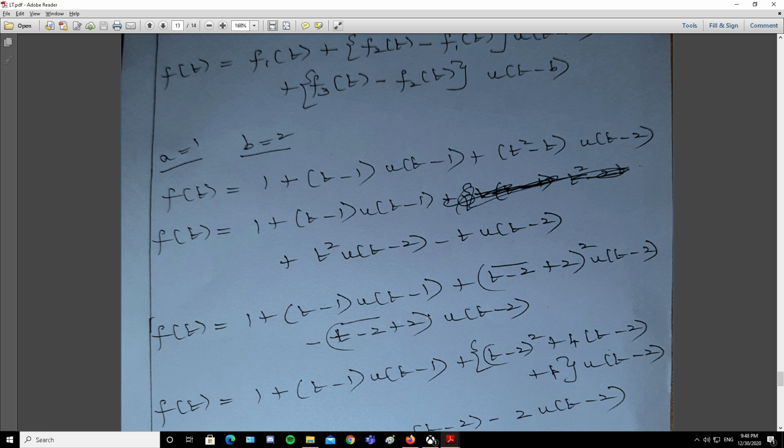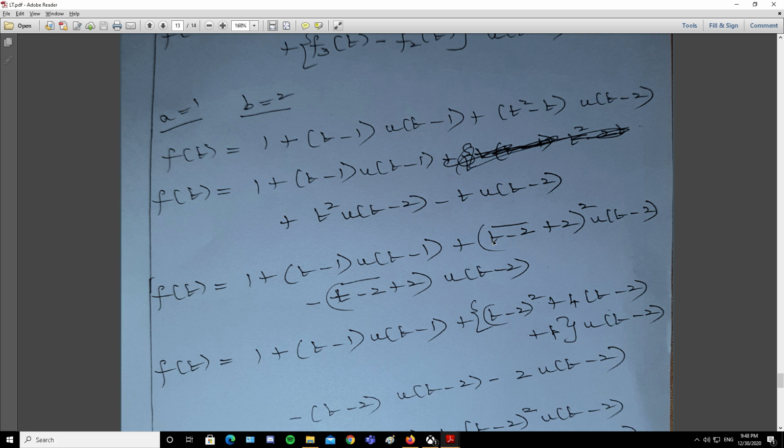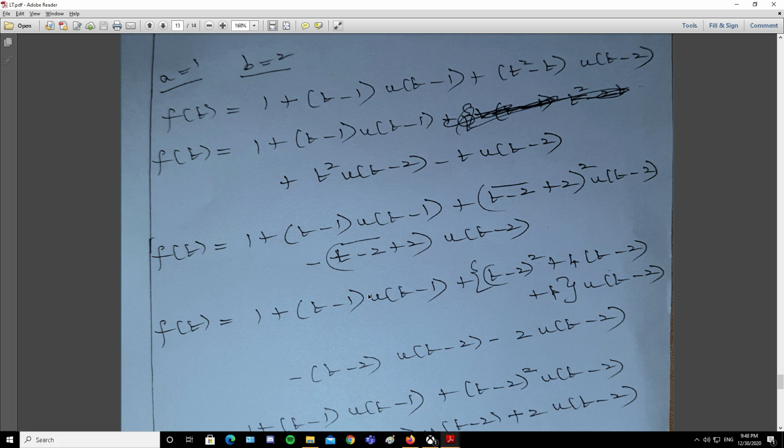So you have (t minus 2 plus 2) whole square u(t minus 2), and here (t minus 2) plus 2 u(t minus 2). Now in the next step, 1 plus (t minus 1) u(t minus 1). So this is of the form (a plus b) whole square. So (t minus 2) whole square plus 4 times (t minus 2) plus 4, into u(t minus 2). And here we are splitting into two terms: minus (t minus 2) u(t minus 2) minus 2 into u(t minus 2).